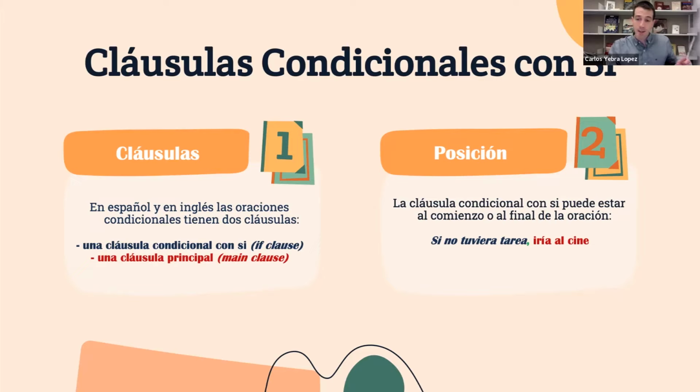However, if you write the main clause before the if clause, then you do not write any commas. As in, iría al cine si no tuviera tarea. We can see that the content of the sentence is exactly the same, minus the comma between both clauses. Now that we know the basics, let us see how to use these clauses. And we'll begin with general facts or situations that are very likely.